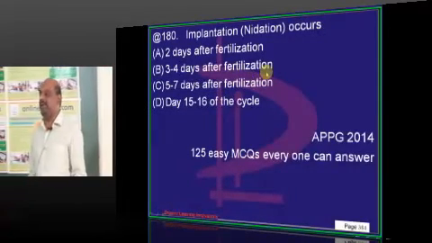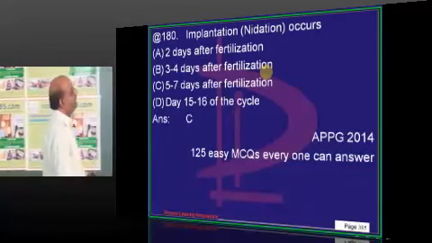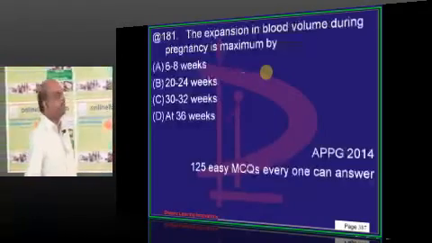Implantation, when will it occur, doctor? After fertilization? Typically 5 to 7 days, or the 20th day of the regular menstrual cycle.